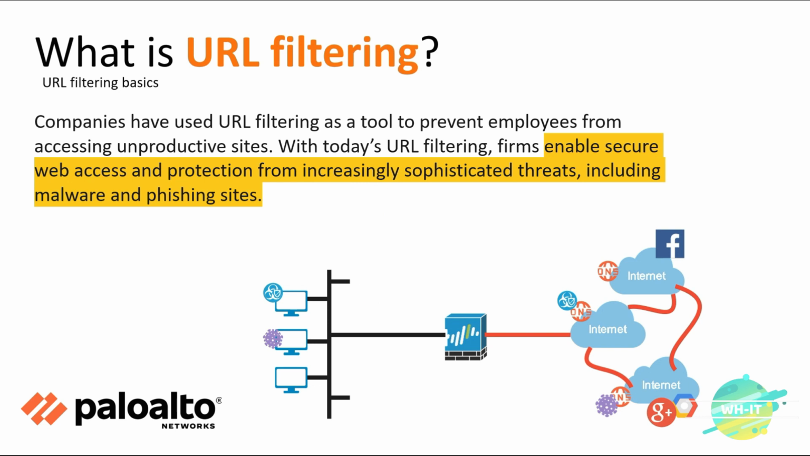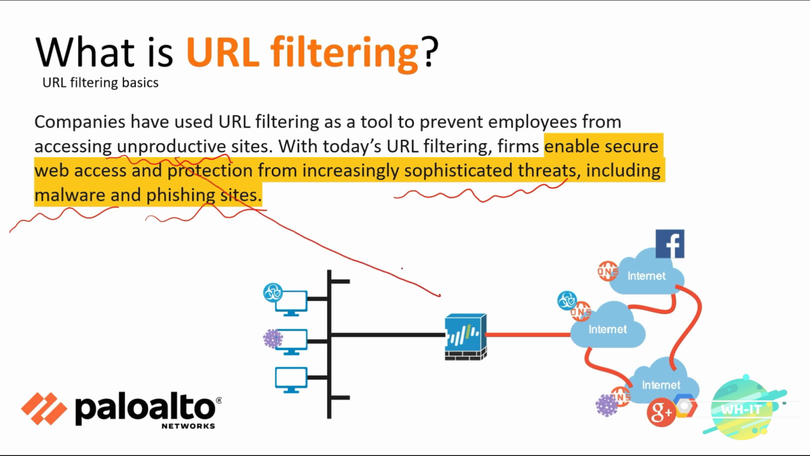But as for Palo Alto, they are going further than this. What they're saying basically is, with today's URL filtering, firms enable secure web access protection from increasingly sophisticated threats, including malware and phishing sites. So basically with their URL filtering, you're not only going to stop unproductive websites, but you can also take advantage of stopping any kind of sophisticated threats, any kind of malware or phishing site.